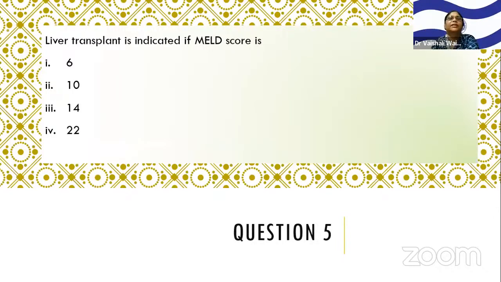So liver transplant is indicated if MELD score is 6, second is 10, third is 14, and fourth is 22. So the question is open for the PG. The audience can answer, please.